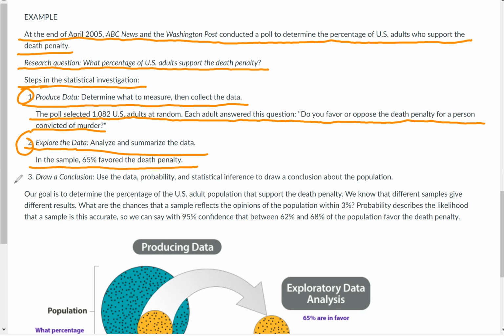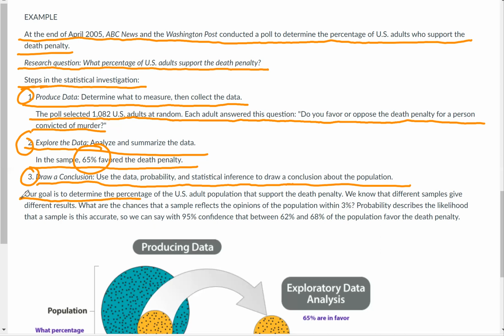But I believe that 65% wasn't 65% of the entire population, but we took a sample, if I remember right. Number 3, draw a conclusion. Use the data, probability, and statistical inference to draw a conclusion about the population. Even though we polled a smaller number, it wasn't every single US adult, but assuming we took a random sample, that percentage of people that favored the death penalty in that small sample probably is pretty similar to the overall population's percentage.